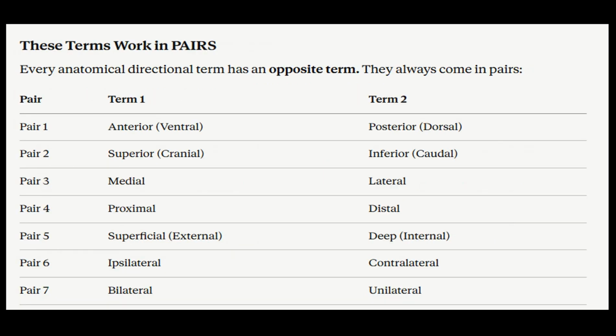Now every anatomical directional term has an opposite term also, so they always come in pairs. Let's see the most frequently used pairs. The first one is anterior or ventral, and the opposite term is posterior or dorsal. Similarly, superior and inferior, medial and lateral, proximal and distal, superficial and deep, ipsilateral and contralateral, bilateral and unilateral. These are some of the pairs frequently used together to explain structures of the body.